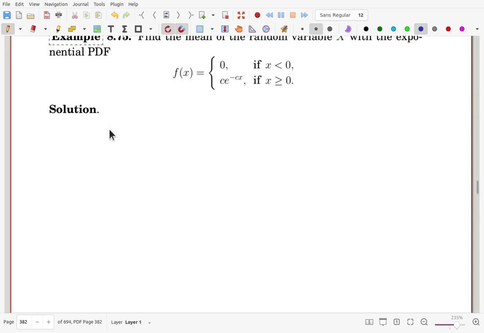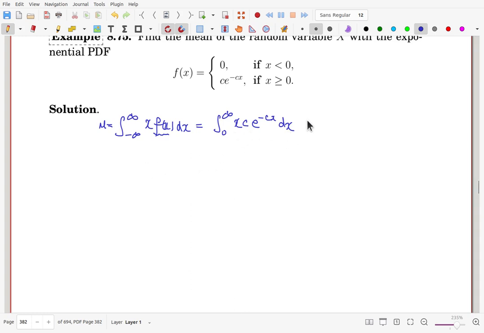So by definition, the mean mu is the integral from minus infinity to infinity of x times f of x dx. Right? That is the definition. So we have to compute this one. Now for negative x, the value is 0, so we can write this from 0 to infinity of x times f of x, which here is c times e to the minus cx dx. Right? Okay, here we can compute this by using integration by parts.